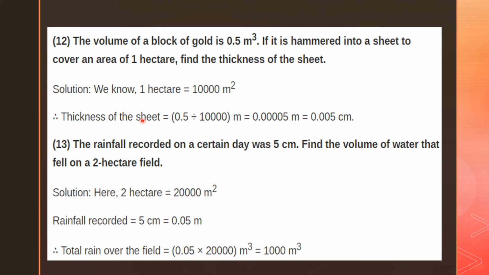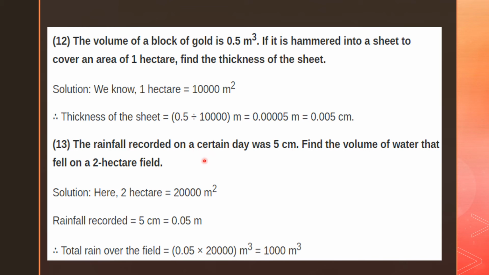Once the block of gold is hammered to cover an area of 1 hectare, we can find the thickness of the sheet by dividing the total volume of the block of gold by the area. We get the thickness of the sheet as 0.005 centimeter. Here the volume is in meter cube, divided by the area given in hectare. 1 hectare is 10,000 meter square. So 0.5 meter cube divided by 10,000 meter square. Meter cube divided by meter square, we get the unit as meter. This can be converted into centimeter by multiplying by 100. So 1 meter is 100 centimeter. If you multiply by 100, we get 0.005 centimeter.